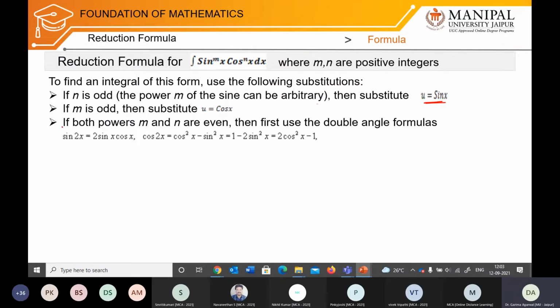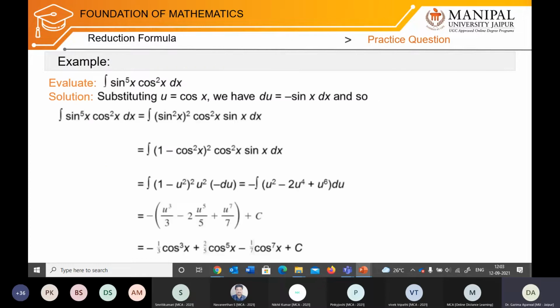What is double angle formula? This one is double angle formula, like sin 2x is 2 sin x cos x, cos 2x is cos square x minus sin square x, or 1 minus 2 sin square x, or 2 cos square x minus 1. So first we'll use this formula and then we'll integrate it. Right? For example, here see the power of sine is odd, so we'll substitute u equals to cos x, right?